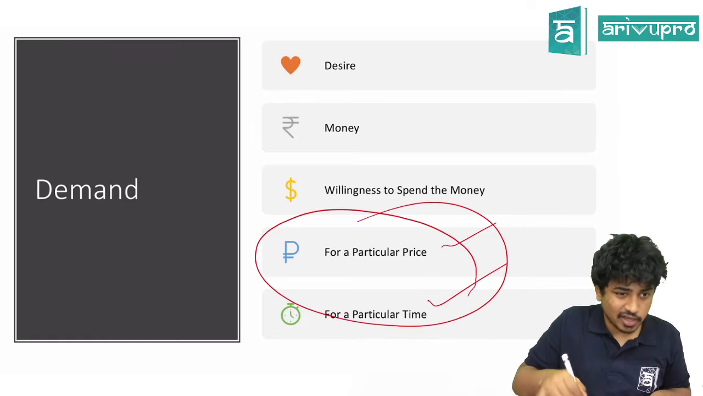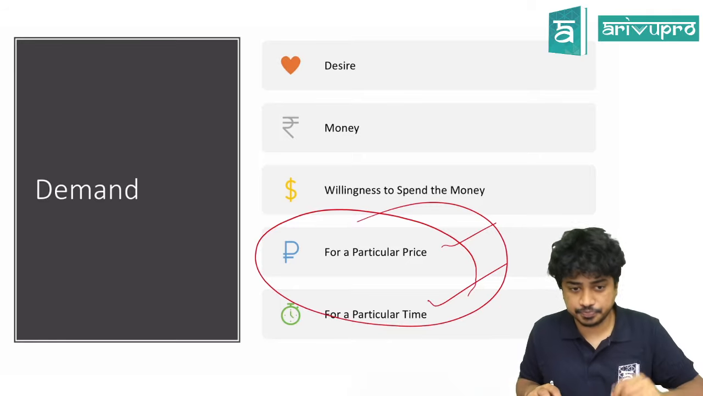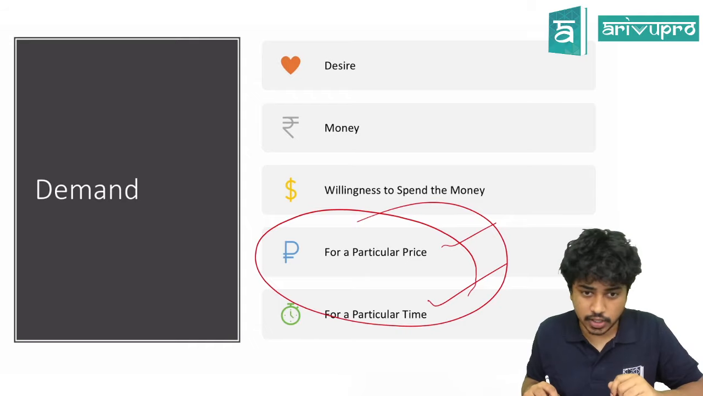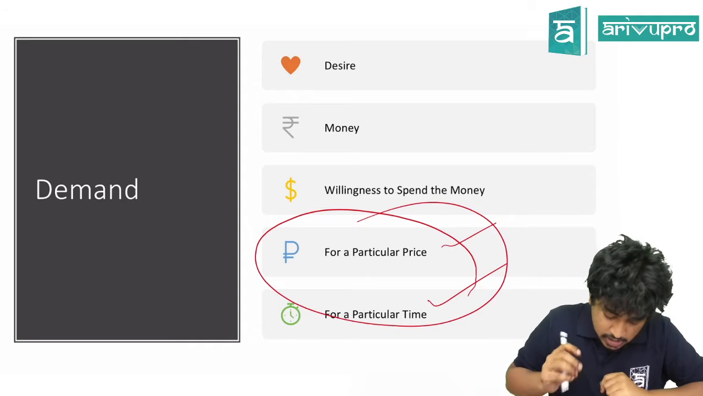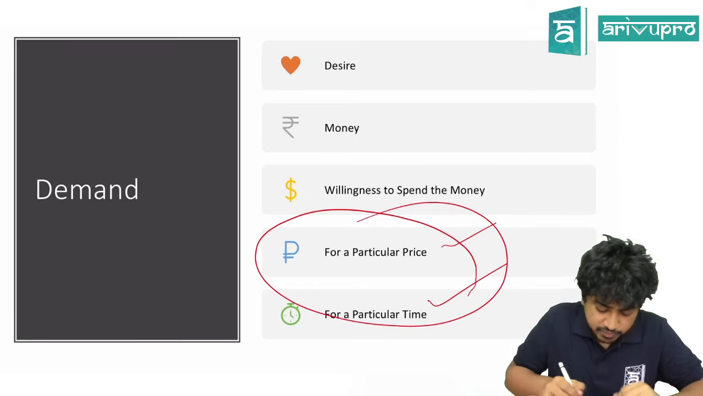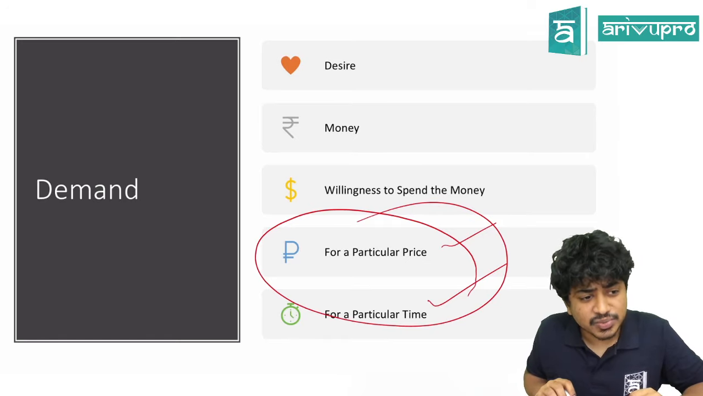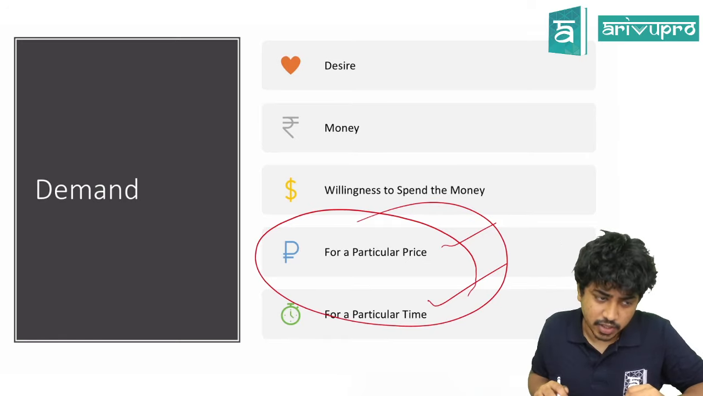We'll try to illustrate with an example so that we understand this. Let's take potato. You all like potatoes? Now, do I have desire for potatoes? Yes, we have. Do I have money? I have money. Am I willing to spend that money? I'm willing to spend money.